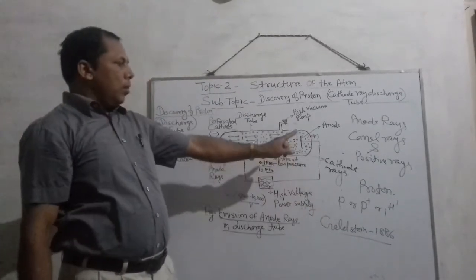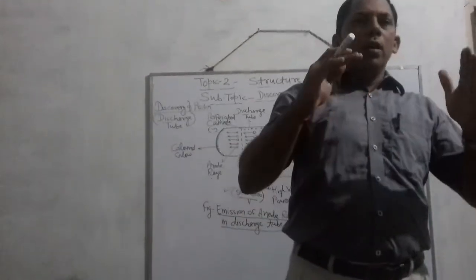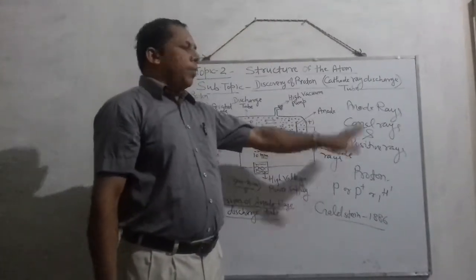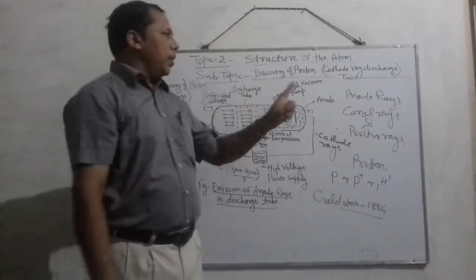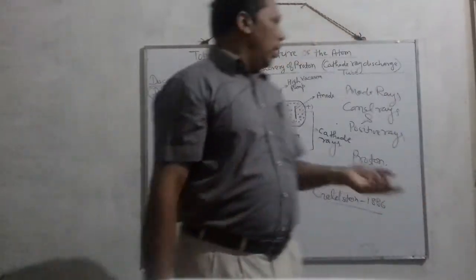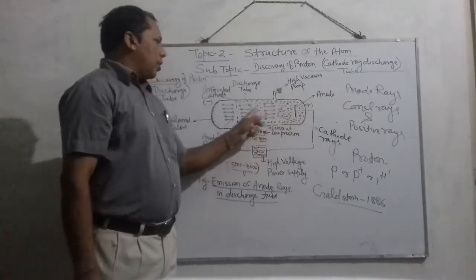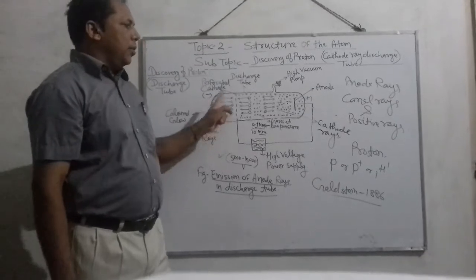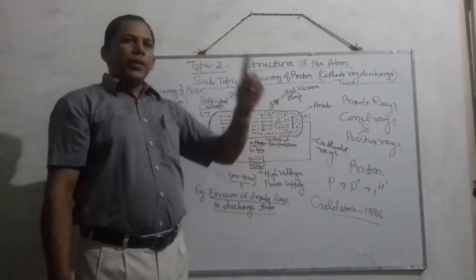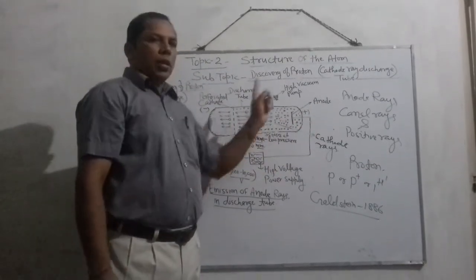So this is the discovery of proton. Now what are the properties of the anode or canal or positive rays? The first property of the anode rays is that they travel in a straight line. Anode rays travel in a straight line. This is the first property. The second property is that they are positively charged ions.